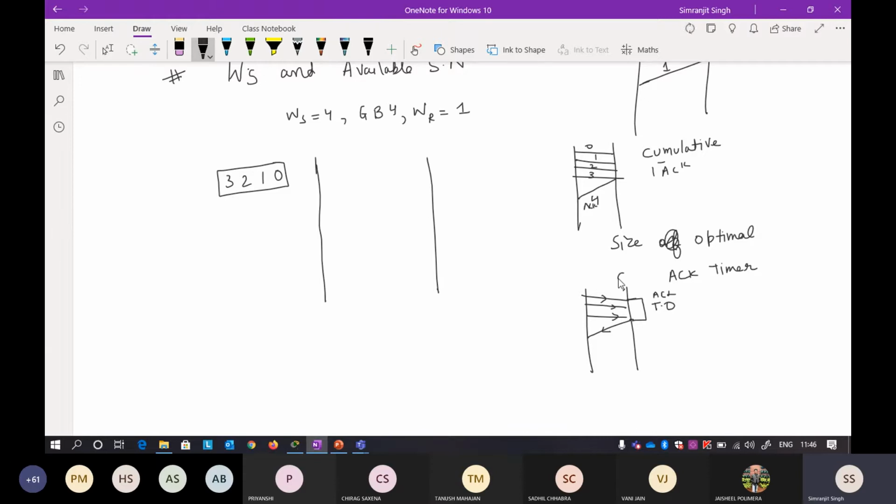Again, there will also be a question of how long your acknowledgement timer will be. Keep in mind the acknowledgement timer will always be smaller than the timeout timer on the sender side. If it is bigger than the timeout timer, then your packet will time out and the packet will be sent again. So keep in mind that the timeout timer on the sender side is always greater than your acknowledgement timer.